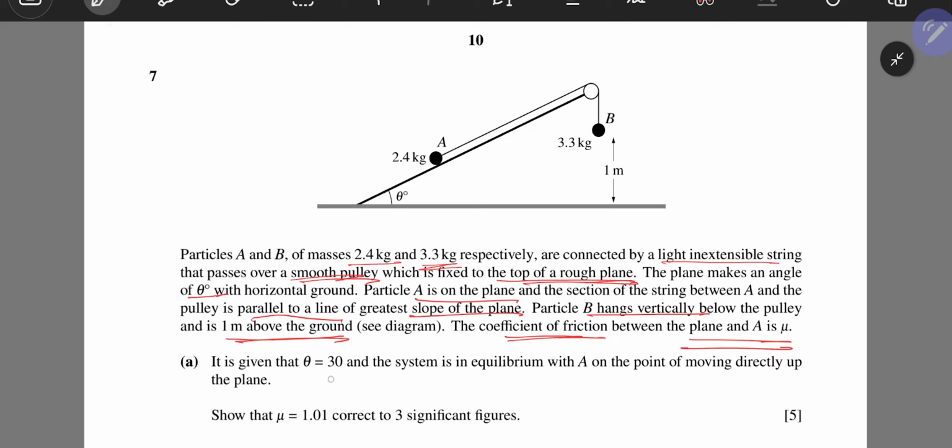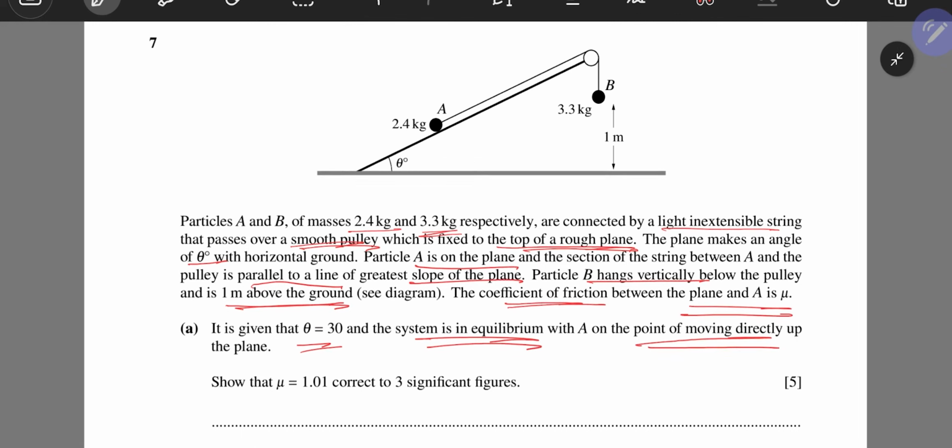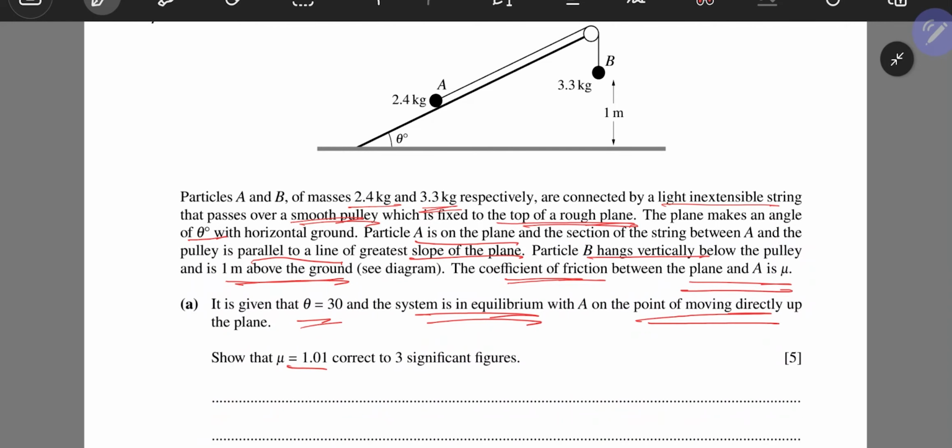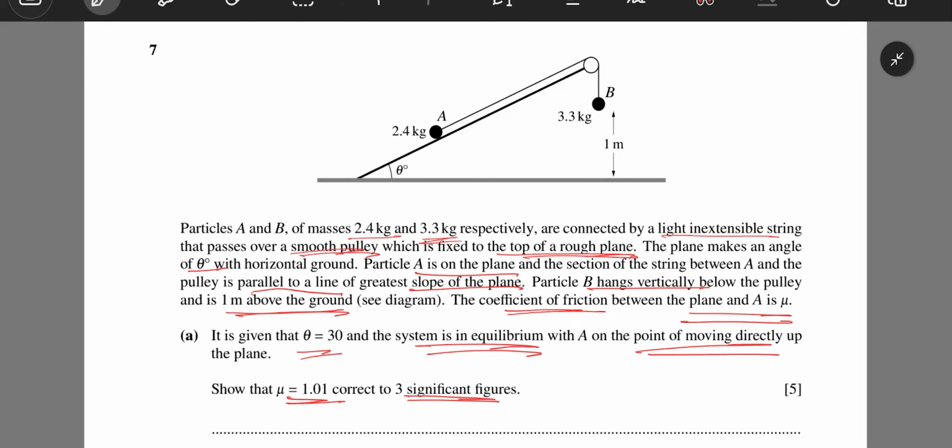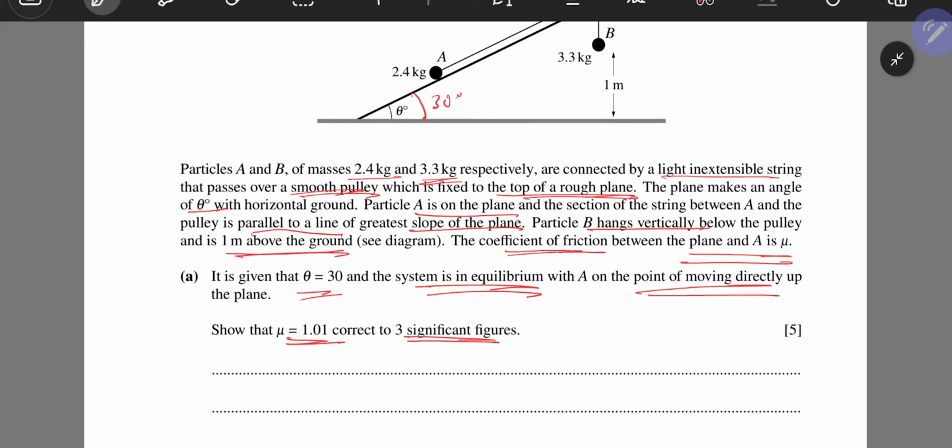Part A. Given that theta is equal to 30, and the system is in equilibrium with A on the point of moving directly up, show that mu is equal to 1.01 correct to 3 significant figures. So there is a lot of information to process, but thankfully they've given us the diagram already. For part A, this angle is 30 degrees, and one thing they've mentioned is that the system is in equilibrium, so the resultant force is zero.